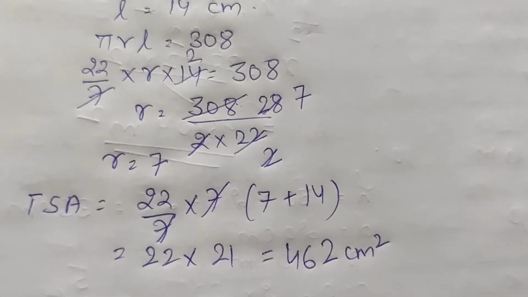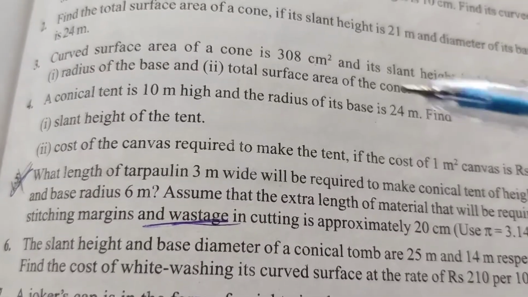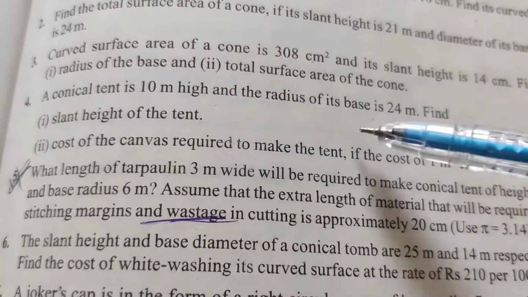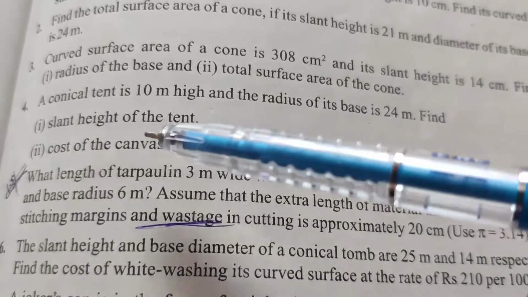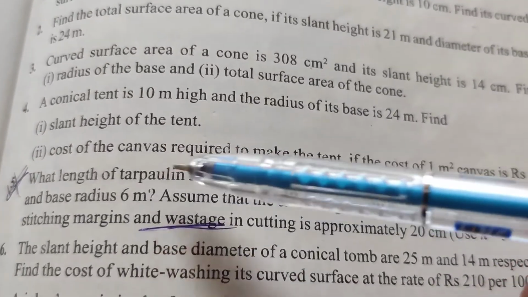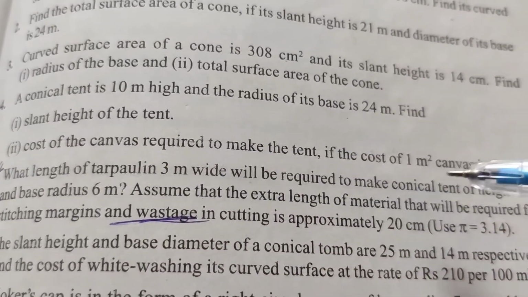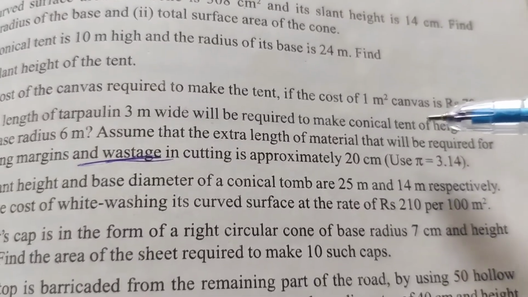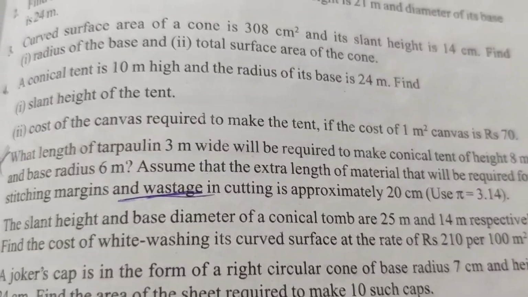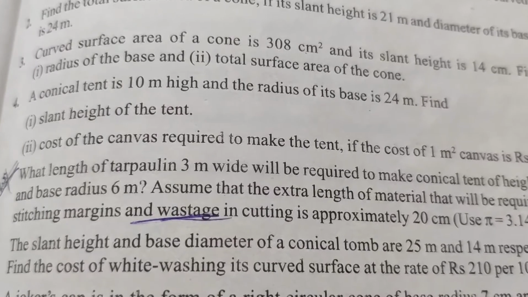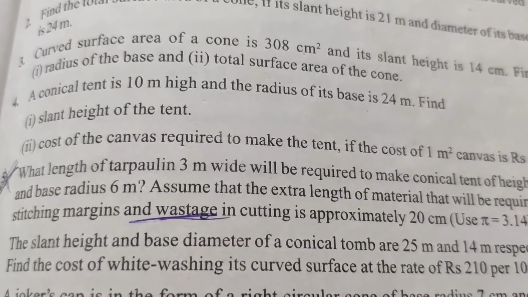Next question. Question number 4. A conical tent is 10 meter high and the radius of the base is 24. Find the slant height and the cost of the canvas required to make the tent, if the cost of 1 meter square is rupees 70. First we have to find the slant height. H and R are given. H equals 10 meter and R equals 24 meter.